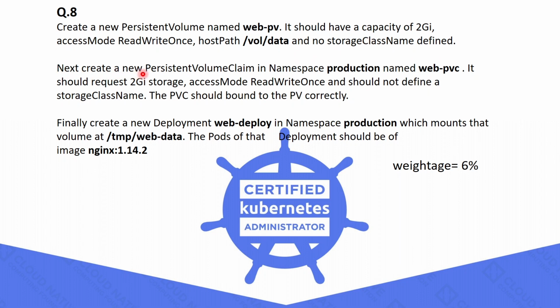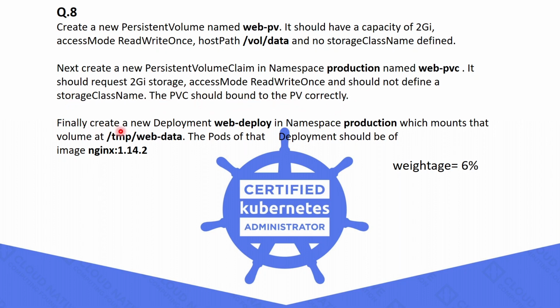Next, create a new persistent volume claim in namespace production named WebPVC. It should request 2 gigabytes of storage, access mode should be ReadWriteOnce, and should not define a storage class name. The PVC should bind to the PV correctly.